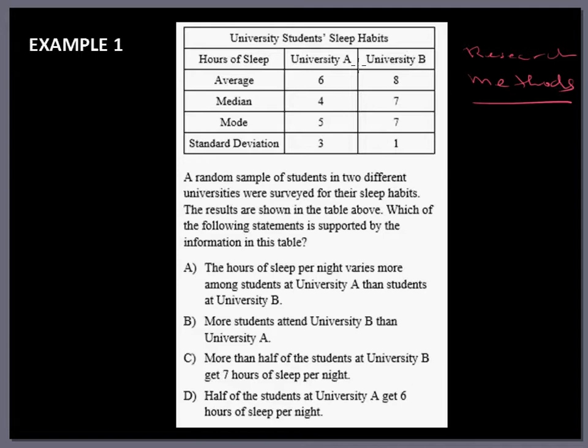The table looks at students' sleep habits. You guys don't sleep a lot, so we have a random sample of students in 2 different universities who were surveyed for their sleep habits. The results are shown in a table. If you look at the results, we have University A, University B, and we have average sleep, median sleep, most sleep, and standard deviation. Now, this is very interesting.